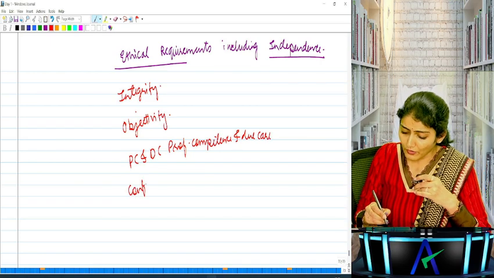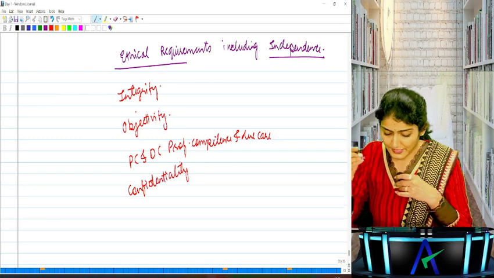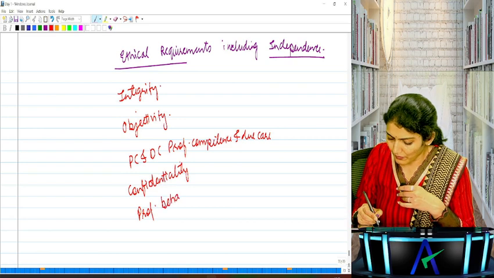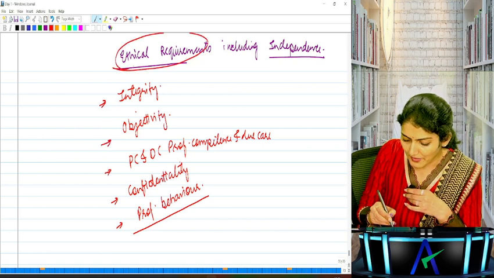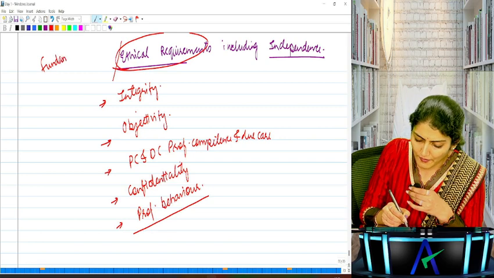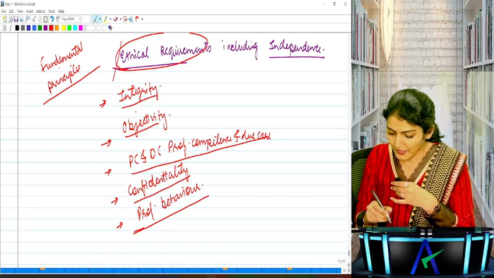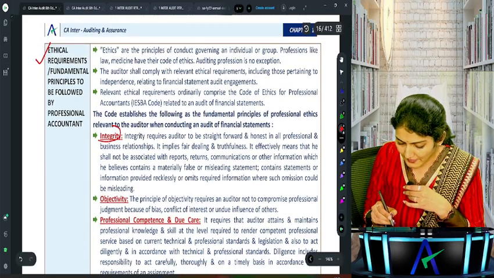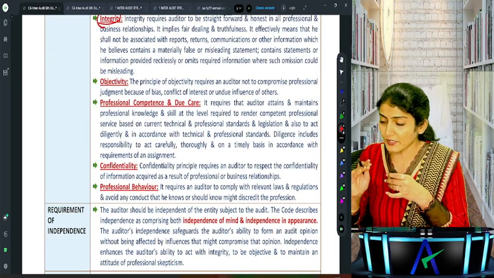Then confidentiality: not to disclose the secrets of the client unless required by law or with prior consent. And then professional behavior: to avoid any behavior which might bring discredit to the profession. Either you call them ethical requirements or you can also call them the fundamental principles to be followed by a professional accountant. Integrity, objectivity, professional competence and due care, confidentiality, and professional behavior.